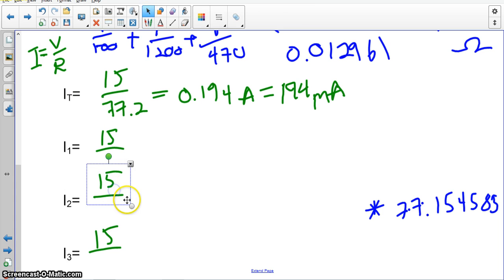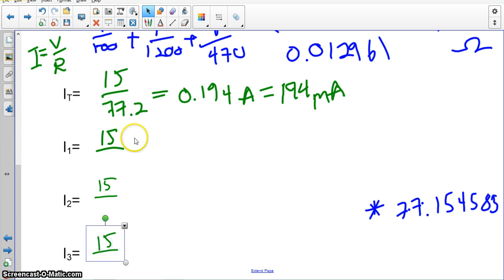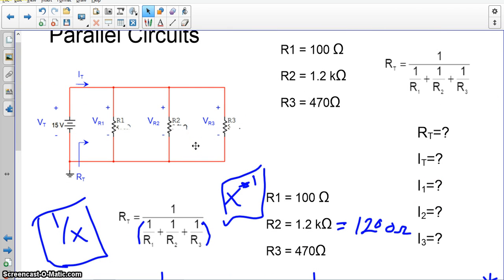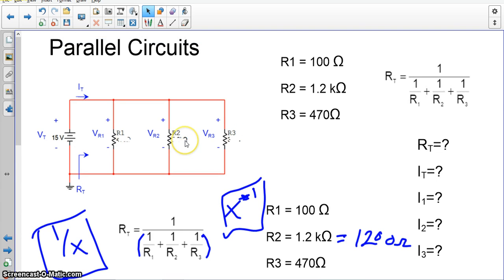the resistance within each branch. Now, I've kind of dropped the ball here. I didn't really tell you what I meant by I1, I2, I3. Here's the difference conceptually between parallel and series circuits. Parallel circuits are kind of vice versa. This VR1, VR2, and VR3 is really misleading. That's all the same thing.